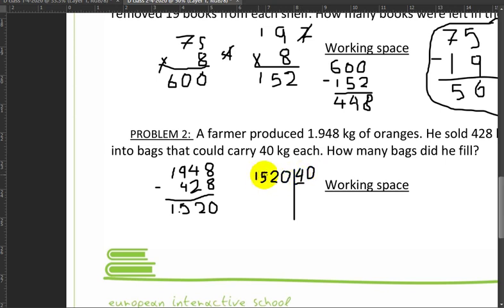So I'm going to say, how many times does 4 fit into 15? And the answer to that would be 3. 3 times 40 would give me 120. Get 32. And I'd pull down this 0. And I'd say, how many times is 4 going to 32? The answer would be 8. Also, we have no remainder here. 8 times 40 gives me 320. And by doing the subtraction, I am going to get 0. So he filled 38 bags.